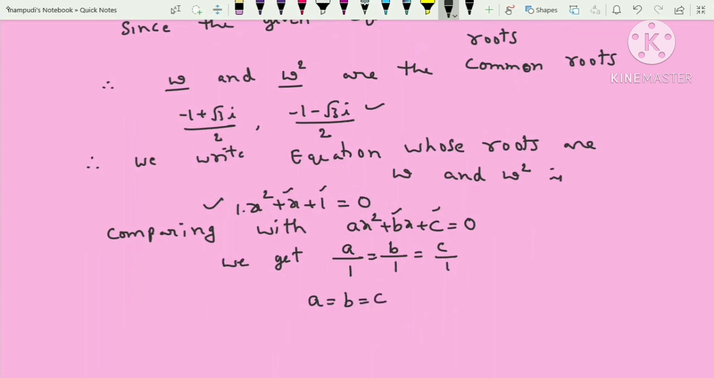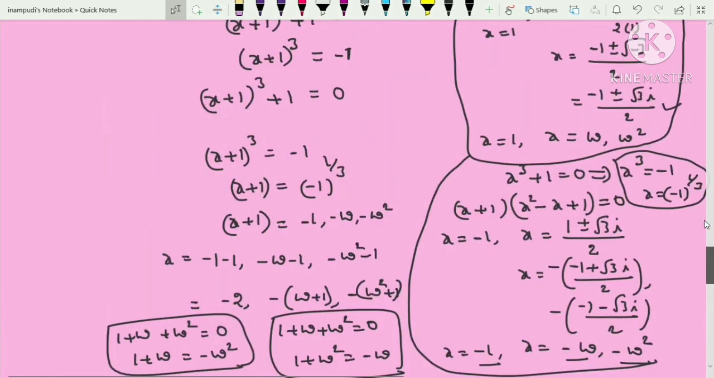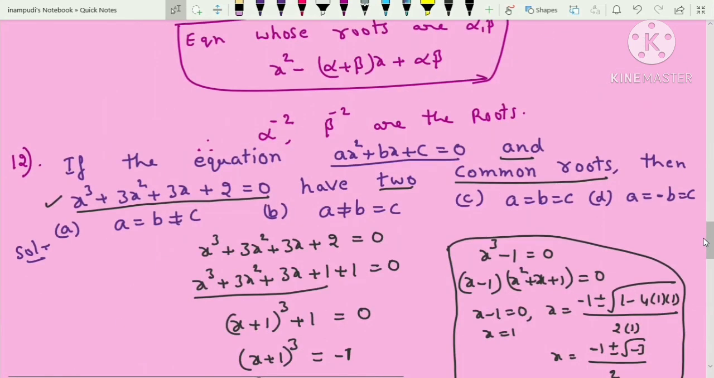We go to the options. If we go to the options, option C is the correct answer. Here C is the correct answer.